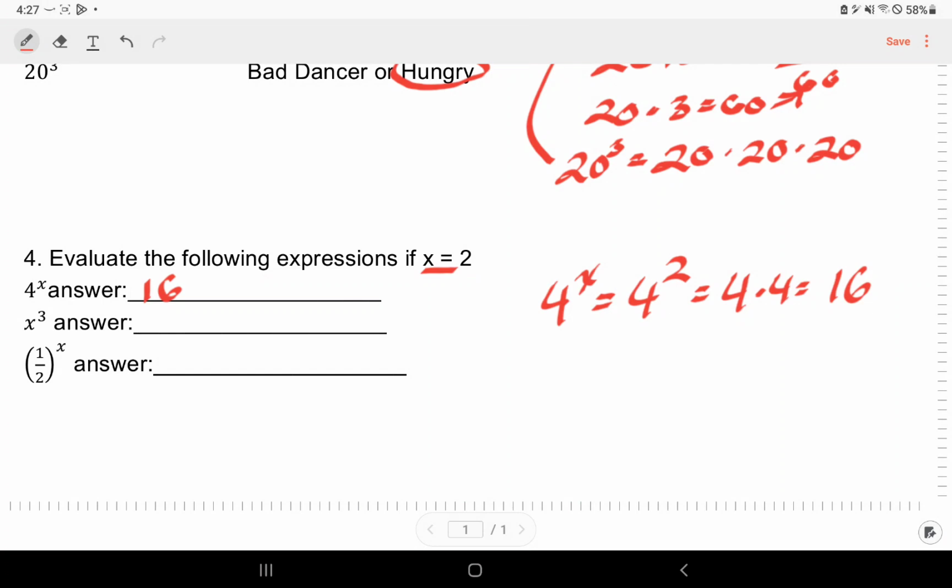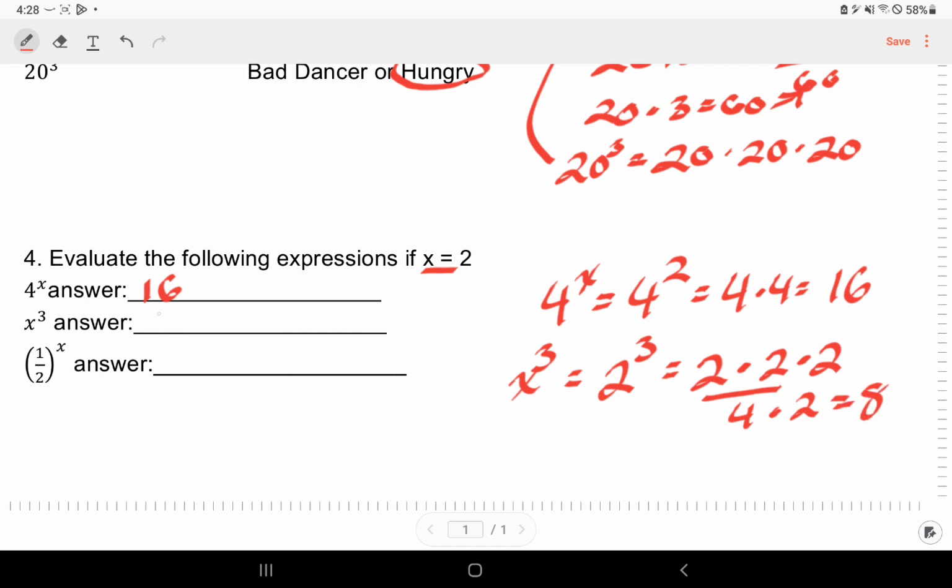And so this is where paper and pencil comes in handy so that you can work out the problem. Now, if x is 2, so we've got x to the third power. Well, that's 2 to the third power. And so that's 2 times 2 times 2. Well, 2 times 2 is 4, times 2 is 8. So our answer is 8.